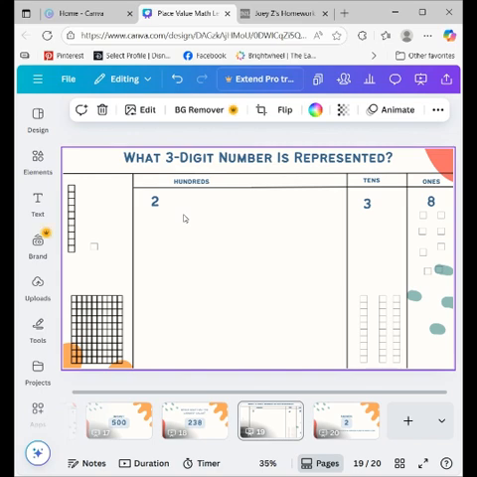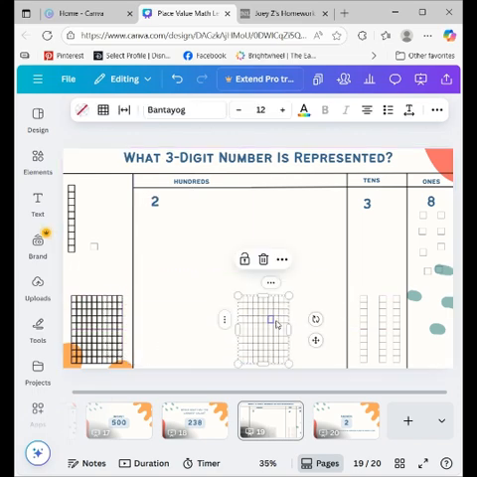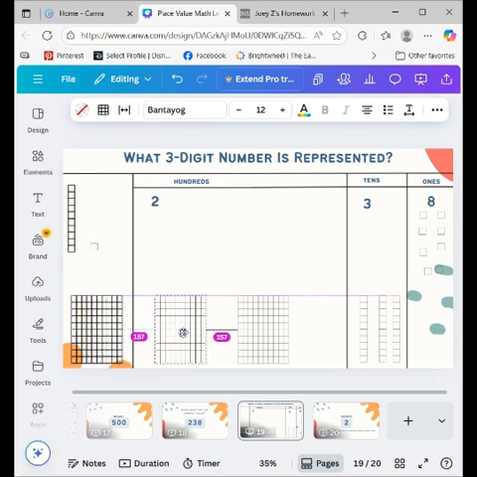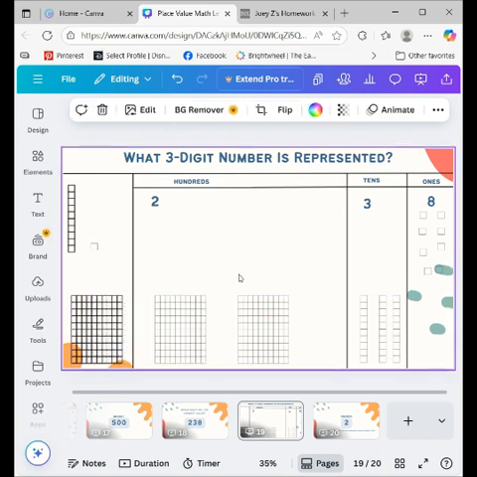Now, we need to have how many hundreds? Yes, 2 hundreds. So we need to count to 2 while bringing them over. So this is 1, 2. Do you remember the other way to find out that we have the 200s? Yes, by counting by hundreds. So this is 100, 200.